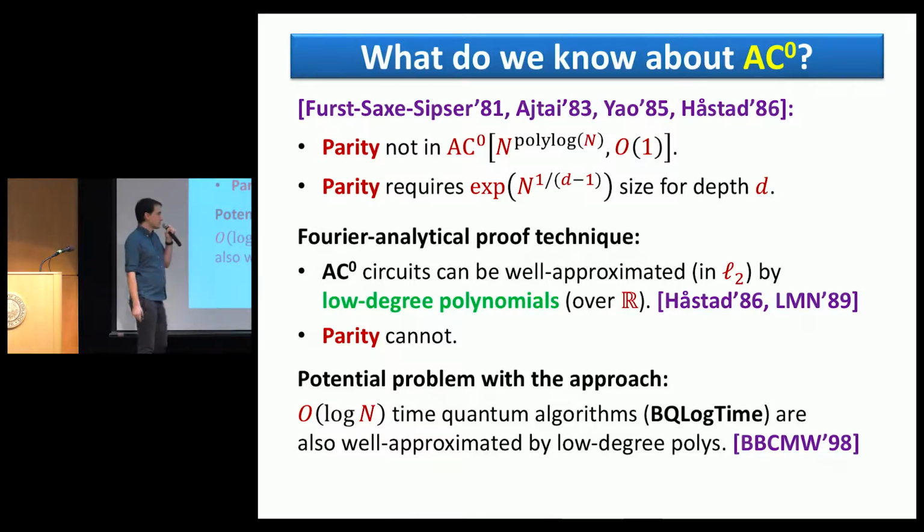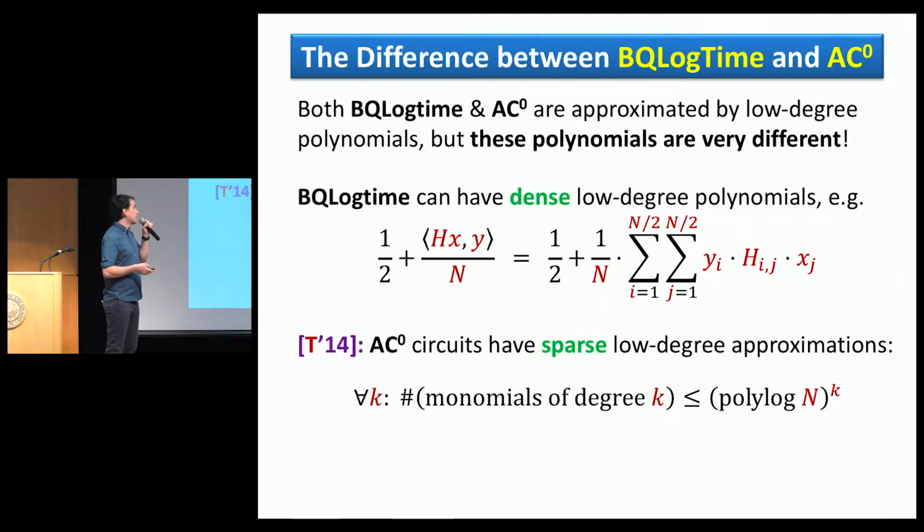So this tells us that this notion of low degree polynomials is the wrong notion to distinguish between these two devices. Both AC0 circuits and super fast quantum algorithms are well approximated by low degree polynomials, so maybe that's the wrong approach. Nevertheless, we were still persistent, and one reason for our optimism was that we realized that both have low degree approximations, but they are of very different flavor.